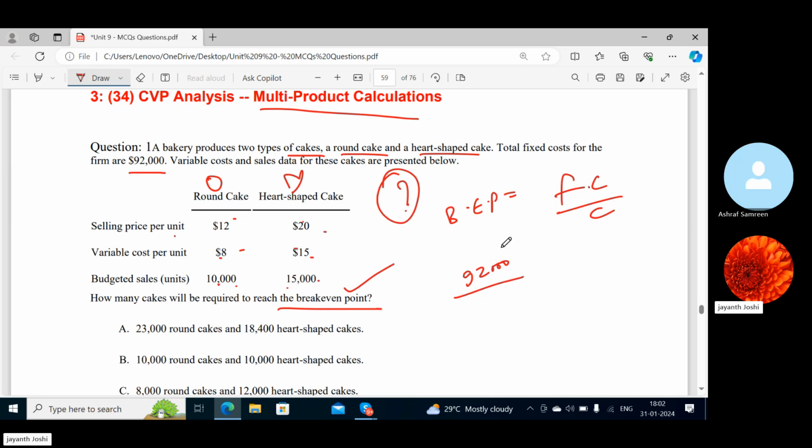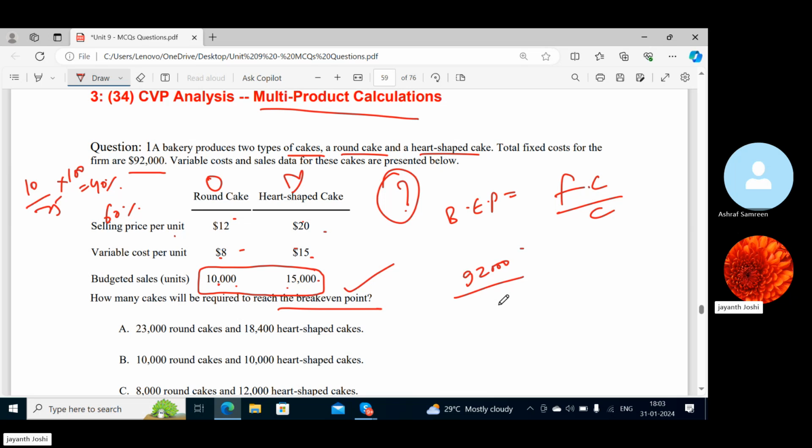Okay, so we need to check, in the total sales, how much is each cake's proportion. So 10 divided by 25 into 100, that is 40% round cake, 60% heart-shaped cake. This is the total sales volume. That means in the total sales, round cake is 40% and heart-shaped cake is 60%, right? So now fixed cost by contribution is break-even point.